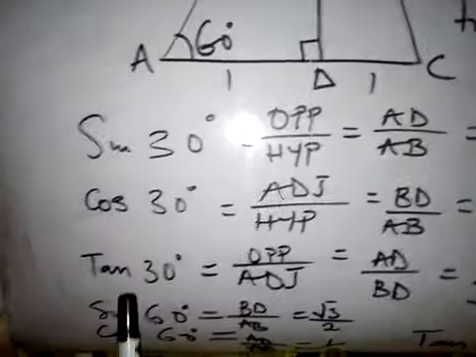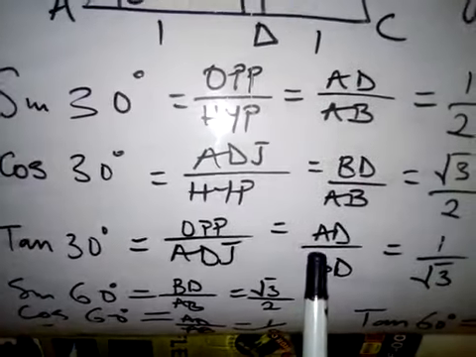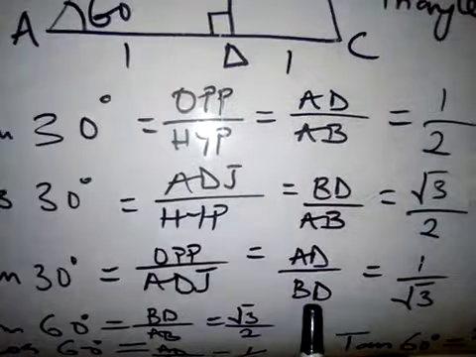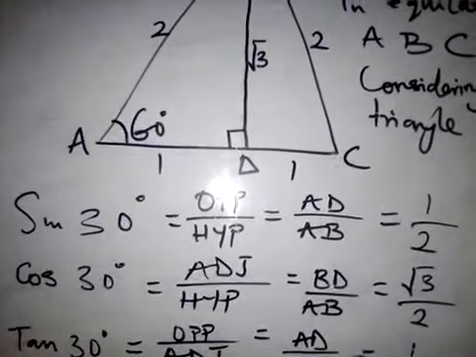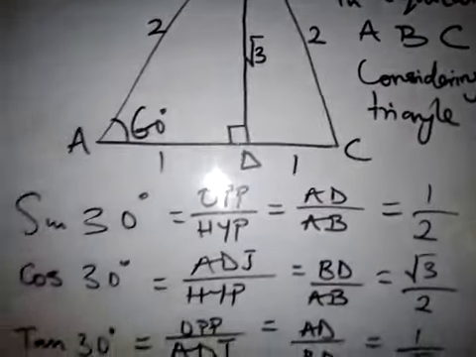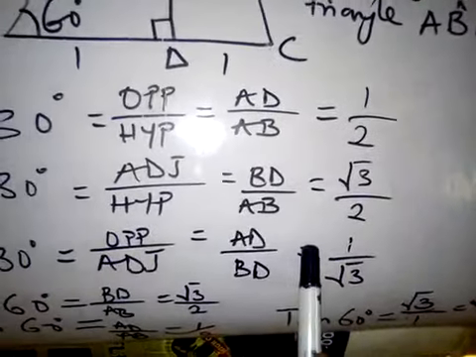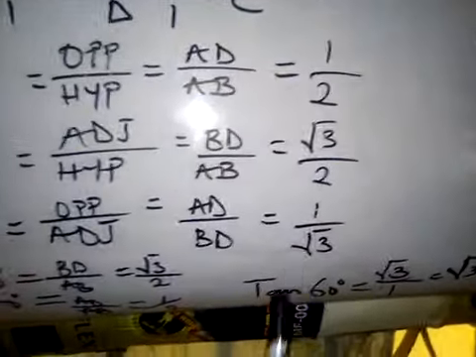And also tan 30, which is what? Opposite over adjacent, will give us what? What is our opposite? Our opposite is AD, while our adjacent is BD. Then what is the value of AD from the above triangle? The value of AD is 1. That's why you have that. What is the value of BD? Our BD is root 3. So that's why you have that.